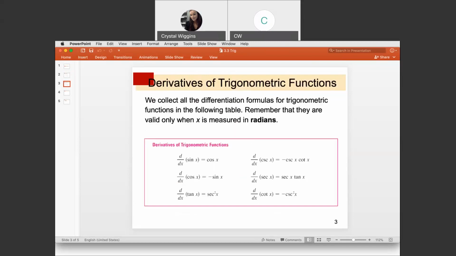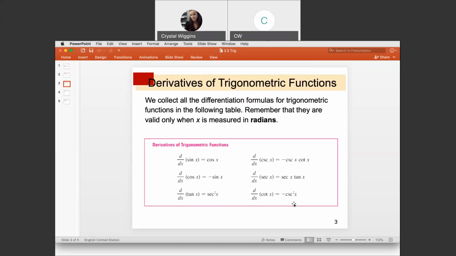When we're talking about the derivatives, remember that they are all valid only when x is measured in radians. So typically when you're in a calculus course, the majority of your trig calculations will be done in radians, if not all. So here, the derivative of sine is cosine. The derivative of cosine is negative sine. The derivative of tangent is secant squared. Cosecant's derivative is negative cosecant x times cotangent x. The derivative of secant is secant x tangent x. The derivative of cotangent is negative cosecant squared x.